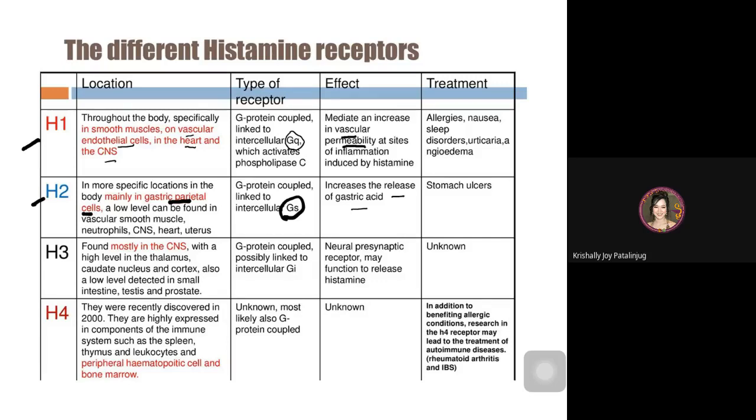Okay? Then histamine 3, mostly found in the CNS, yung sabi ko kanina, sa presynaptic neuron. Okay? They are mostly found in the presynaptic neuron, particularly in the CNS. So GI linked naman siya. Okay? And what is the effect? Auto-regulation. Okay? Then for H4 receptor, okay, peripherally found sa hematopoietic cell ng bone marrow. This, for some references, this is considered GI linked. Okay? But again, ang ato alang focus gid more is on H1 and H2.